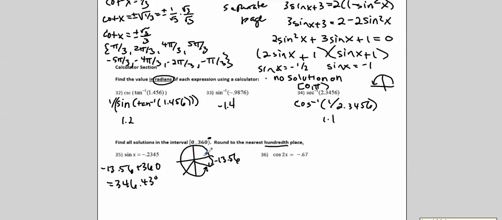Now I also want to know this angle here. I know this part is 180, and I know this part is 13.56. So I'm going to add this together. 180 plus 13.56, and I get my second angle is 193.56 degrees. So 2 answers.